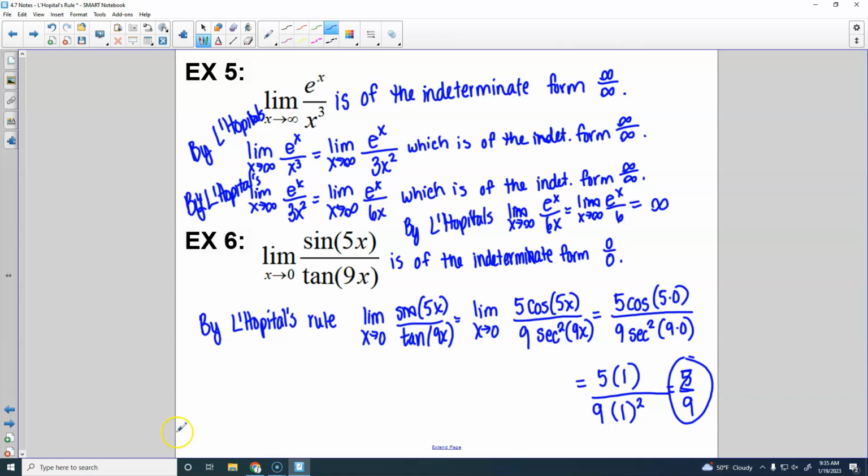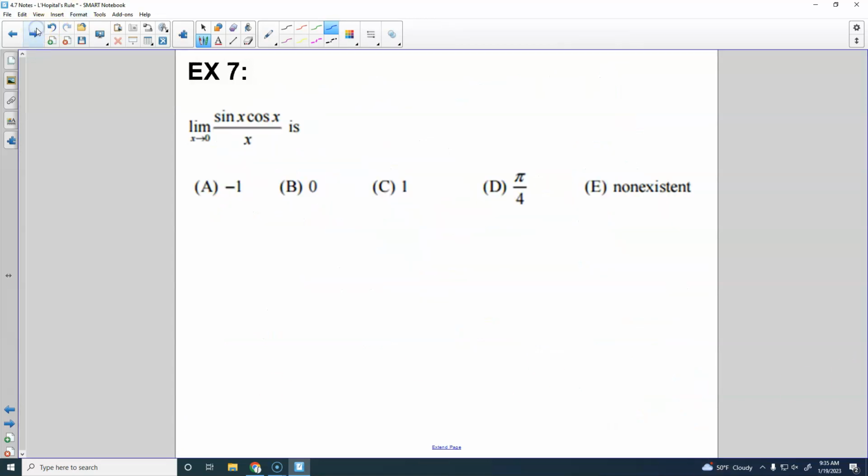Okay. Questions on that one? Okay. Here is an example. I think this was a released question that I got from somewhere. Here's an example of something you might see on the multiple choice. So since I know this one's multiple choice, I'm not going to worry about doing the is of the indeterminate form and saying by L'Hopital's rule. But, well, actually, we do know how to do this problem. We should know how to do this problem.